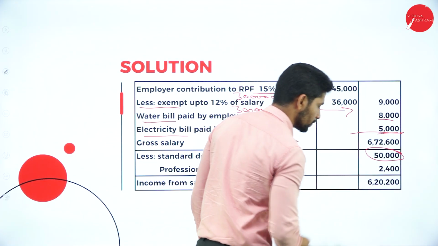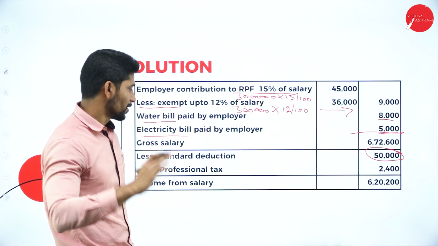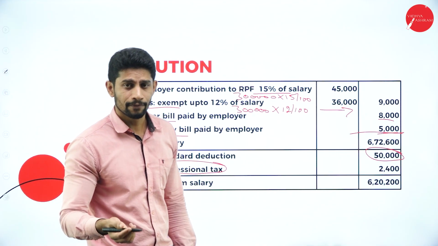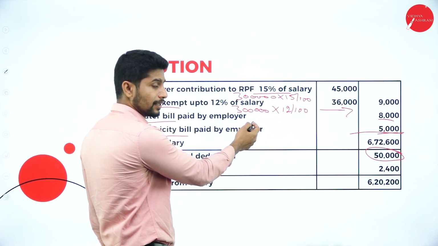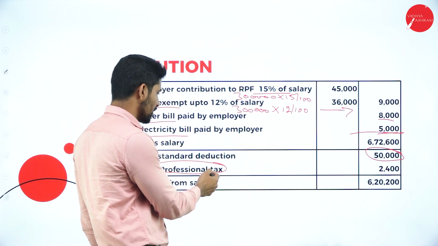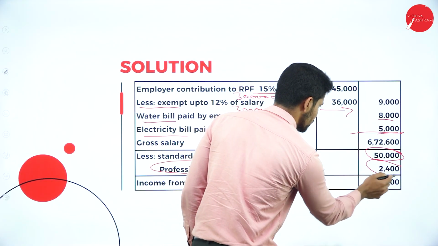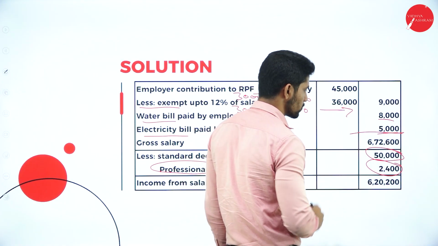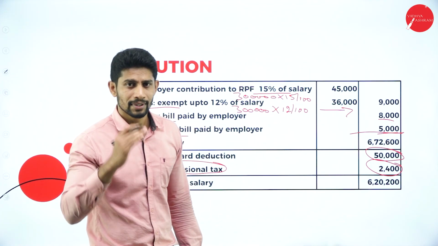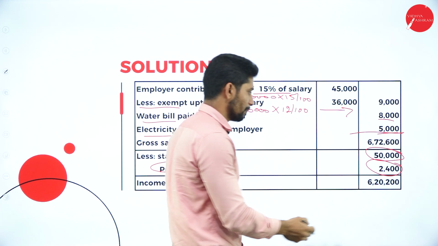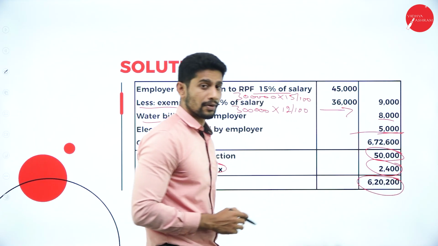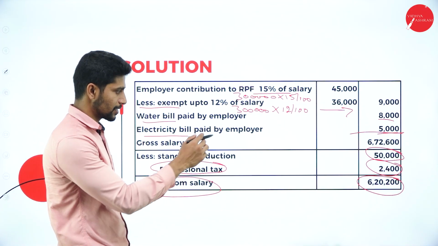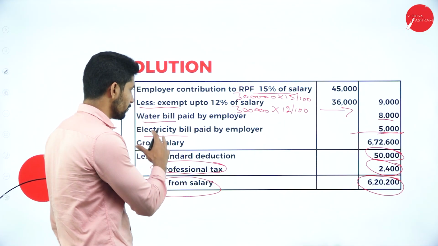This is always fixed. Standard deduction is always fixed. And also less professional tax he is paying. If the employer pays, then we will take it here. If the employee pays, then we will take it as a deduction. The employee pays here, so it's a deduction of 2,500. Now deduct 50,000 and 2,500 from 6,72,600. The balance is 6,20,200. That is called income from salary.